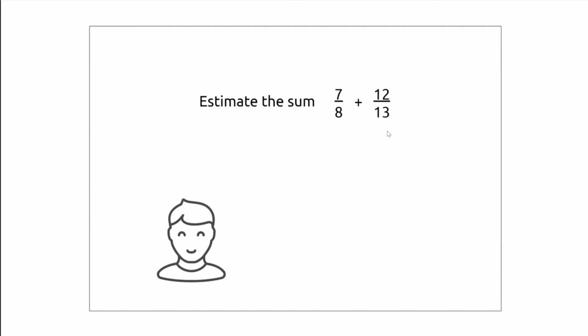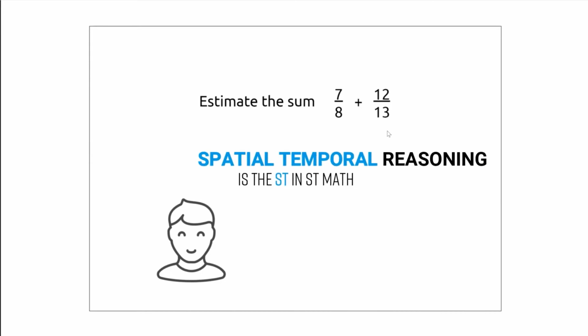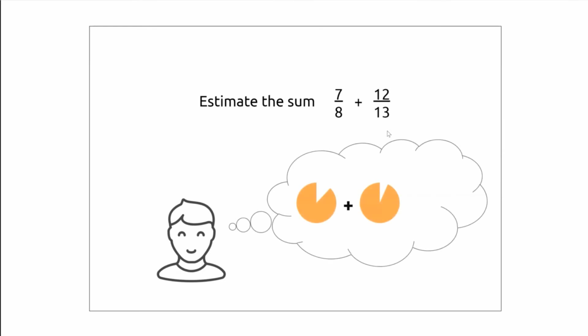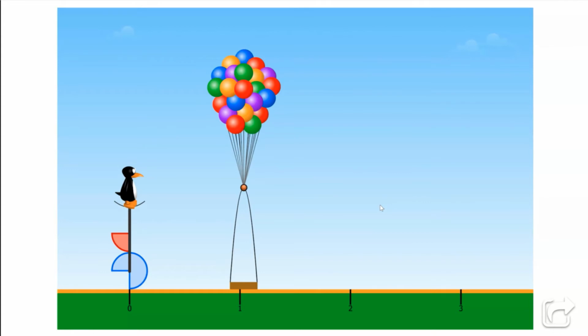What we would like for them to do is, when they see this type of problem, to get a picture in their mind. That's called spatial temporal reasoning. We want them to be able to manipulate objects through space and time in their mind. So what we would like them to see is that 7/8 would look like this. It's almost 1. And 12/13 would look like this. It's almost 1. So the reasonable estimate would be almost 2. And this is the way that ST Math teaches students math concepts, using spatial temporal reasoning so they have that deep conceptual understanding of what's going on behind the math, so then they can answer questions reasonably and apply that to symbolic problems.